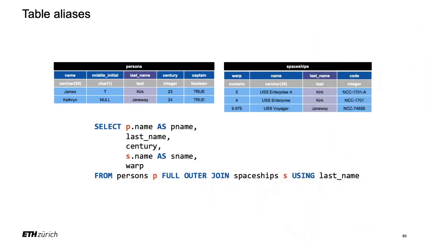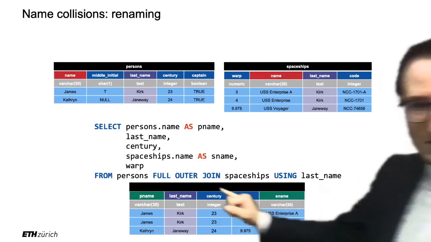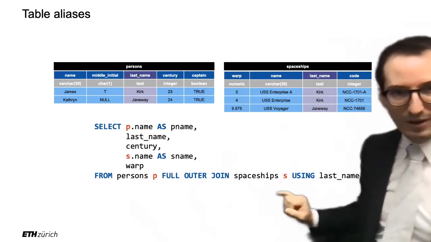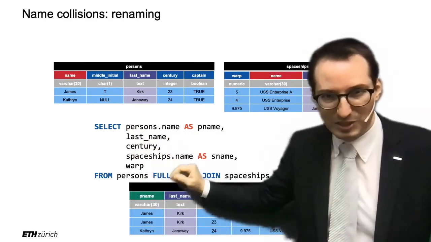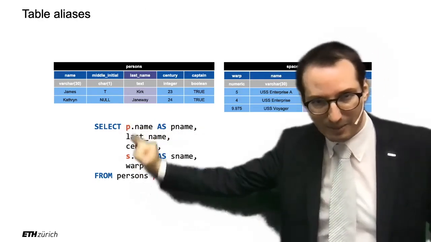It sounds a bit like in an object-oriented language, right? Where you just have the type followed by the name. So it's just because it's intuitive, right? And then if you give an alias and call this table P and this table S, then instead of persons.name and spaceships.name, you can use the alias right there.